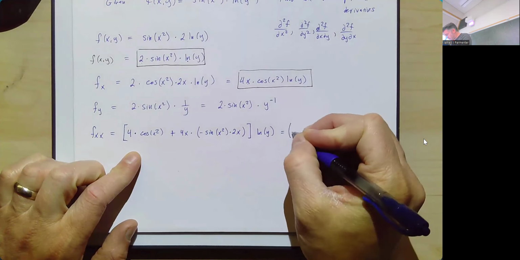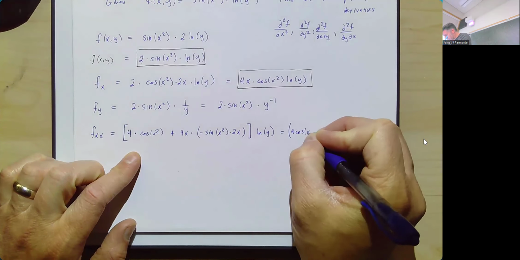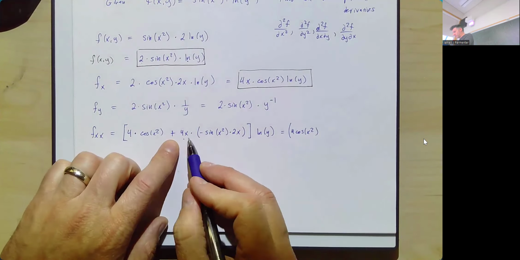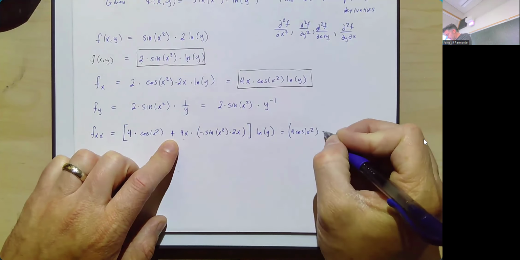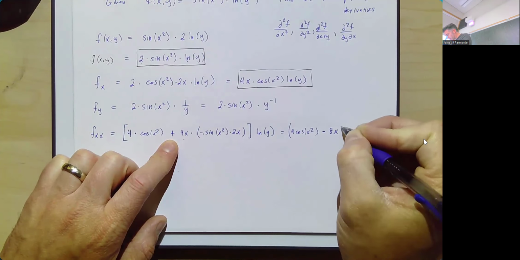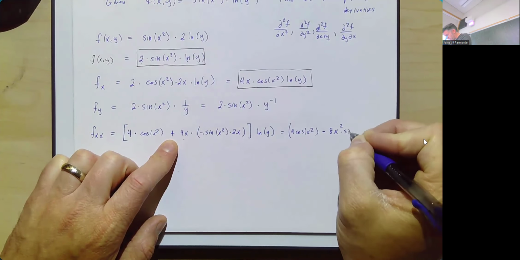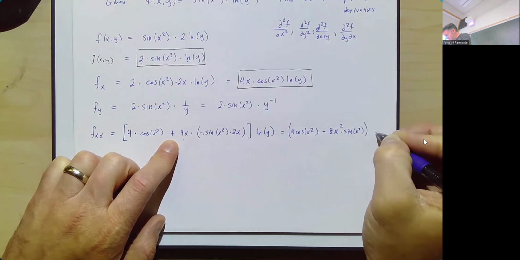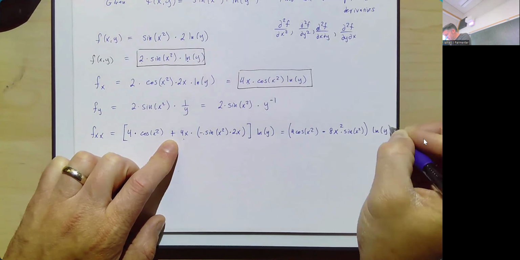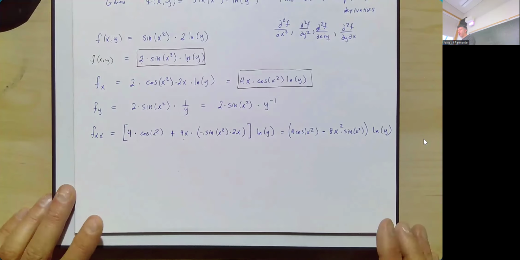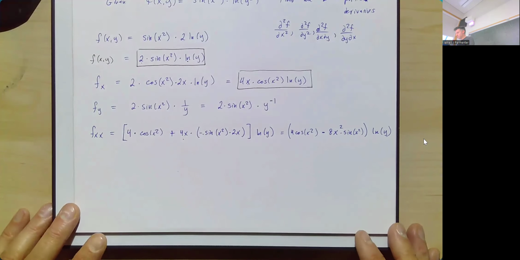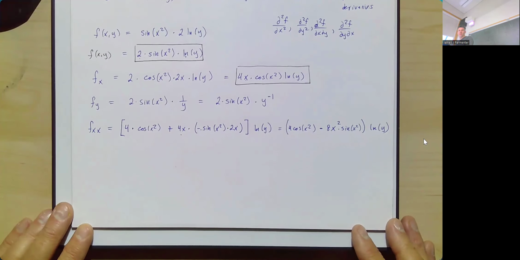You can write it as 4 cosine of x squared, and then 4x times 2x times the negative 1 is going to be a negative 8x squared times sine of x squared, all that times natural log of y. I don't think that's necessary, but maybe it is. That was probably the messiest one we're going to have to do. The rest of them should be less terrible than that.